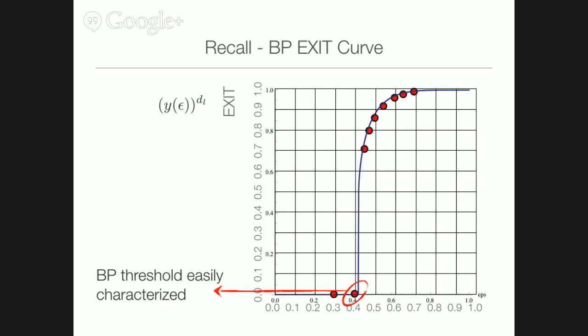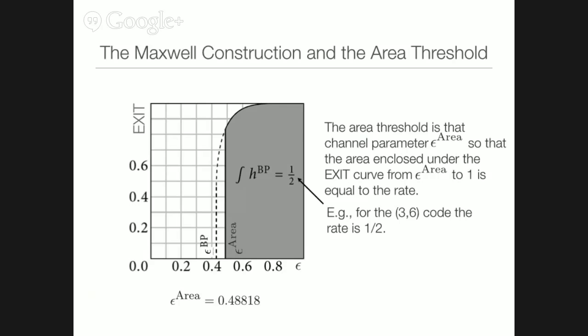Now, it turns out that this EXIT curve also characterizes another threshold, and that's what's called the area threshold. Graphically, and that's why it's called the area threshold, this goes as follows. You take this EXIT curve and you integrate from the right until the area under this curve is equal to the rate of the code. Right? You do this, and this will give you a particular threshold here, which is 0.4881, whatever it is. And this is for the physics code. So that's one area threshold.